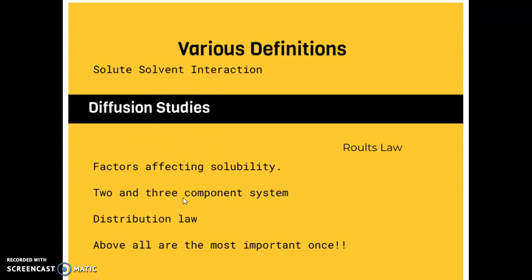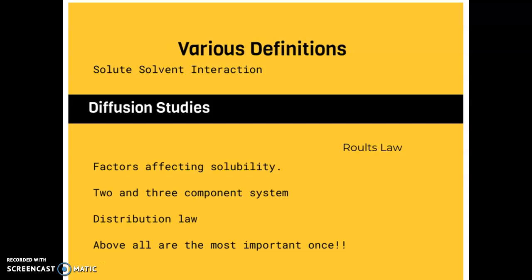Along with that, the rules for 3 component system, or it is also called the rules for triangular diagram, followed by the distribution law. So what is the other name for distribution law and how is it applicable? What is the partition phenomena? How is the solute going to get distributed in two immiscible solvents? What is the extent of solubility? What is the effect of concentration in two solvents can be studied by distribution law.